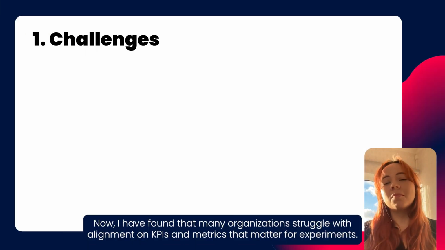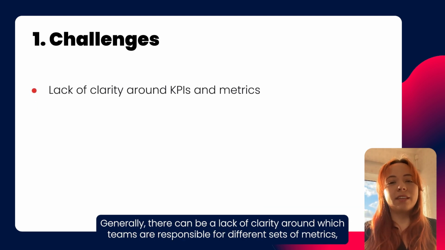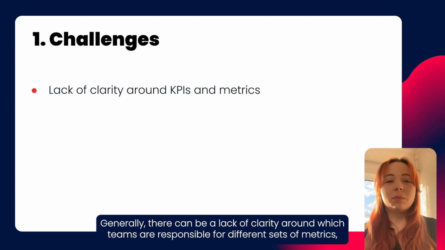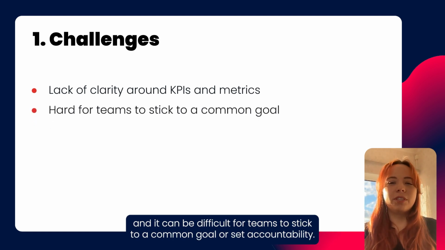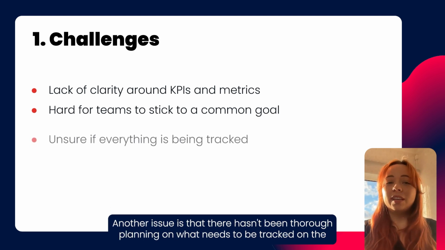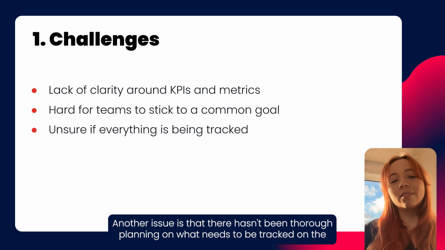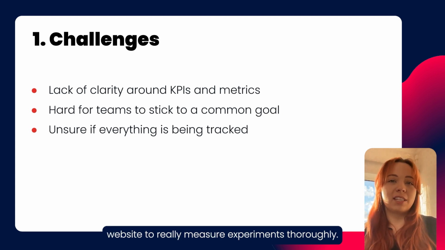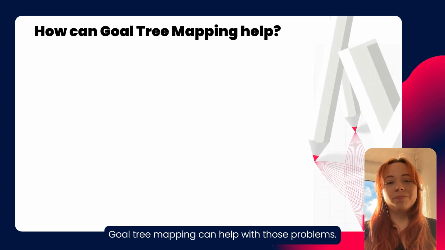Now, I have found that many organizations struggle with alignment on KPIs and metrics that matter for experiments. Generally, there can be a lack of clarity around which teams are responsible for different sets of metrics, and it can be difficult for teams to stick to a common goal or set accountability. Another issue is that there hasn't been thorough planning on what needs to be tracked on the website to really measure experiments thoroughly. Goal tree mapping can help with those problems.